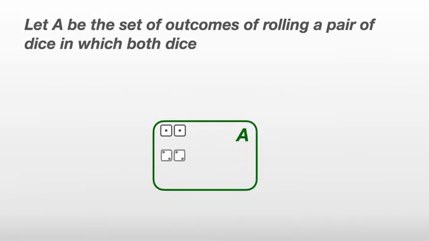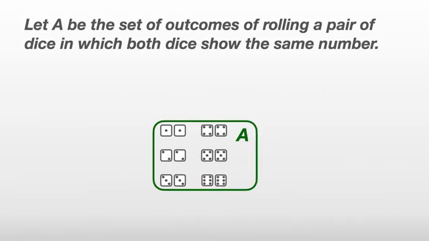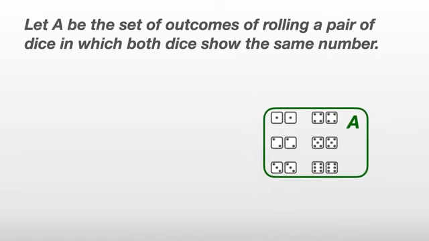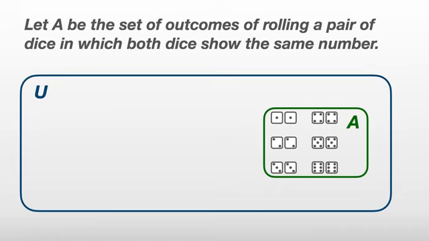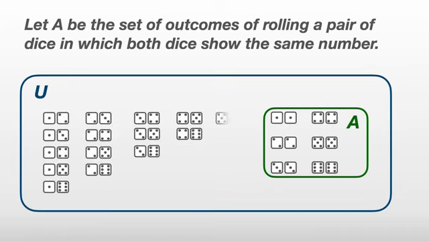Imagine we're throwing two dice. Let A be the set of outcomes of rolling a pair of dice in which both dice show the same number. A sensible universal set in this case would be the set of all possible outcomes of rolling two dice, and the complement of A would be the outcomes where each die shows a different number.